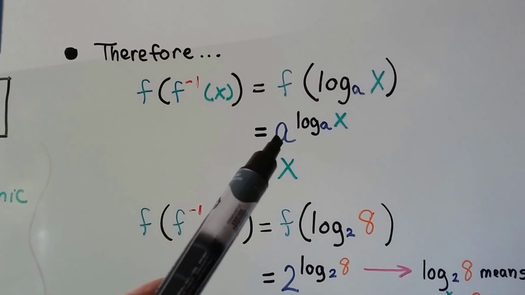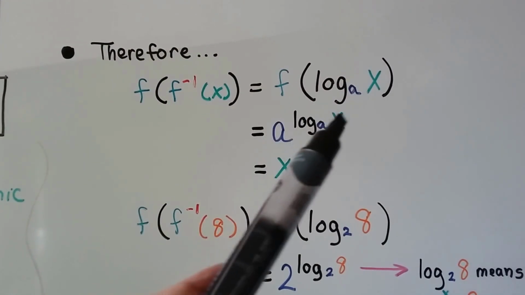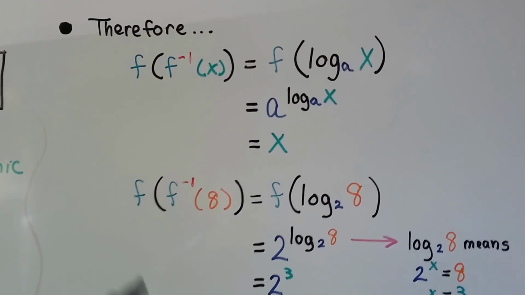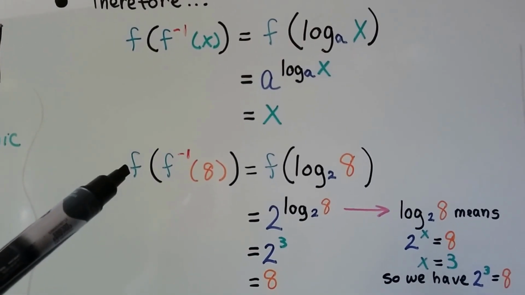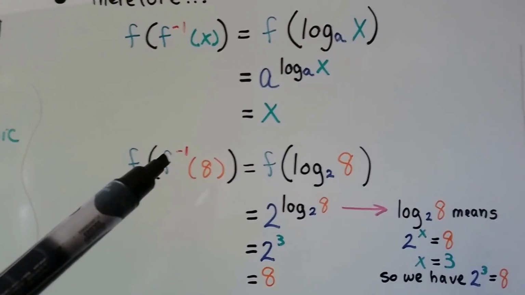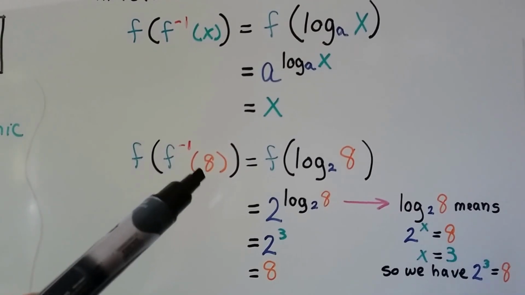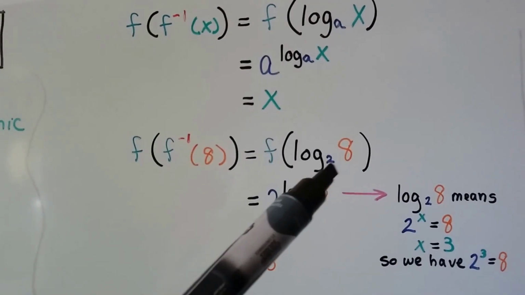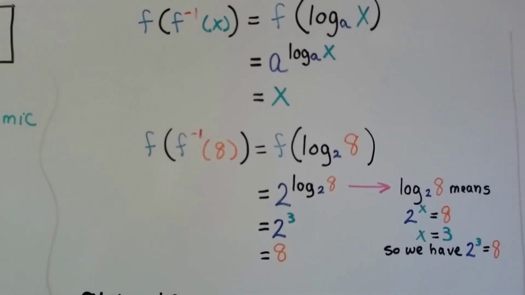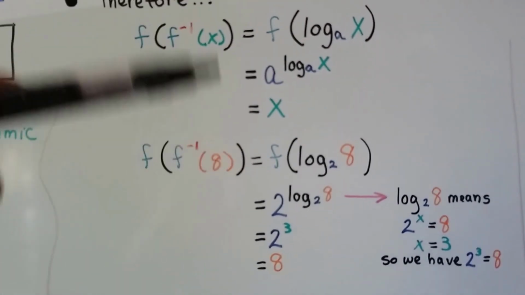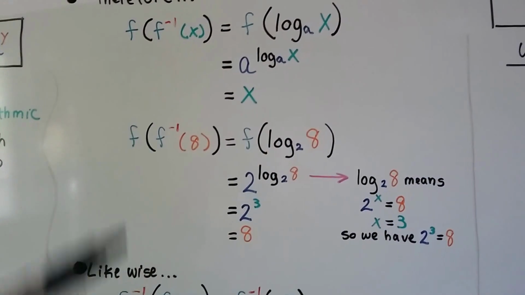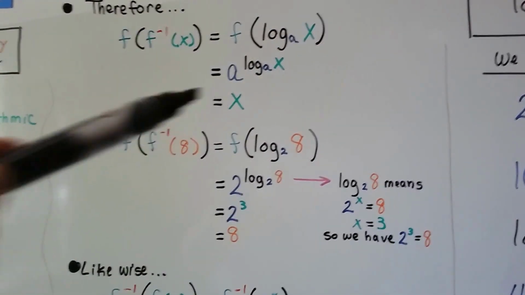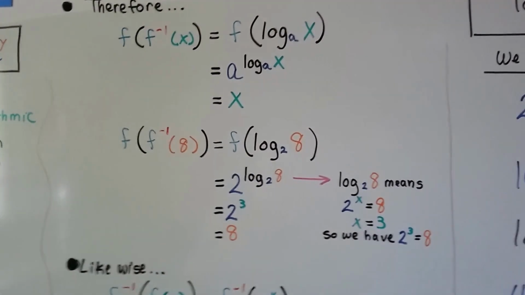This then equals a to the log base a of x. It equals x. f of the inverse function of 8 equals f of the log base 2 of 8. See, I just put an 8 where the x is. See that? So according to this, x makes it equal x. So if I put an 8 here, it should equal 8, shouldn't it?